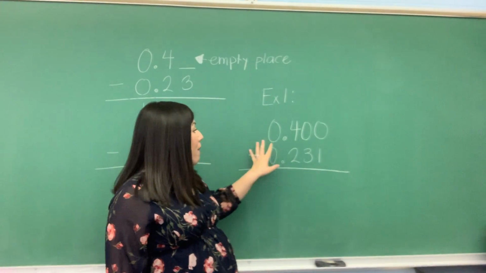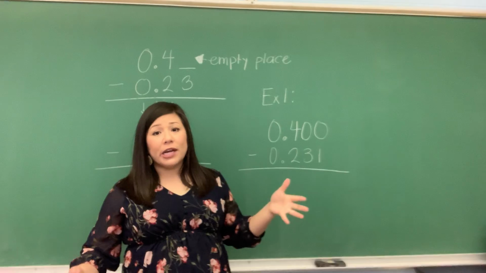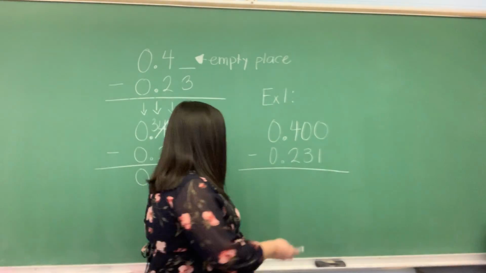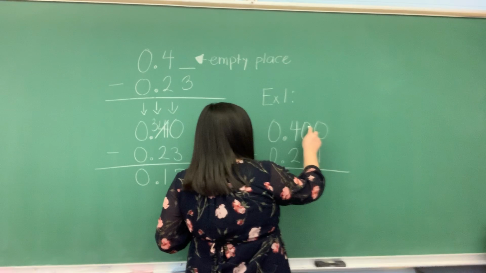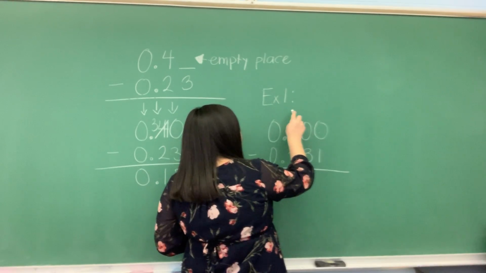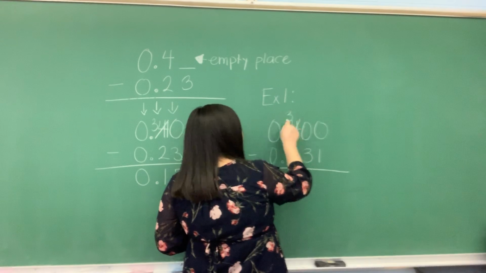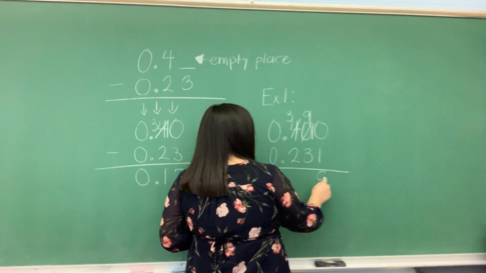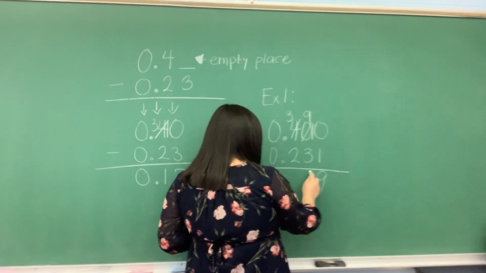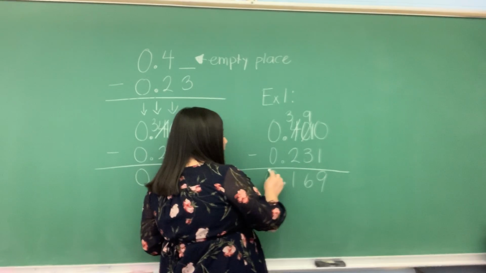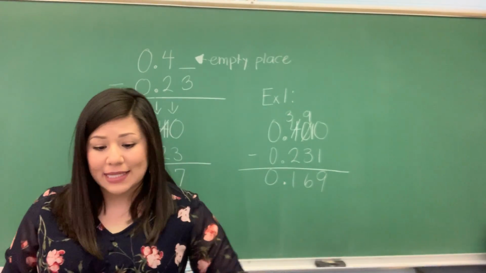Remember you have to line up your decimals and add zeros if you need to. Let's subtract now. 0 minus 1, you can't do that. So you go over to the 0 here. You can't borrow from here, so I have to borrow from before. That makes 4 a 3, this a 9, and this a 10. 10 minus 1 is 9. 9 minus 3 is 6. And 3 minus 2 is 1. So my answer now is 0.169.